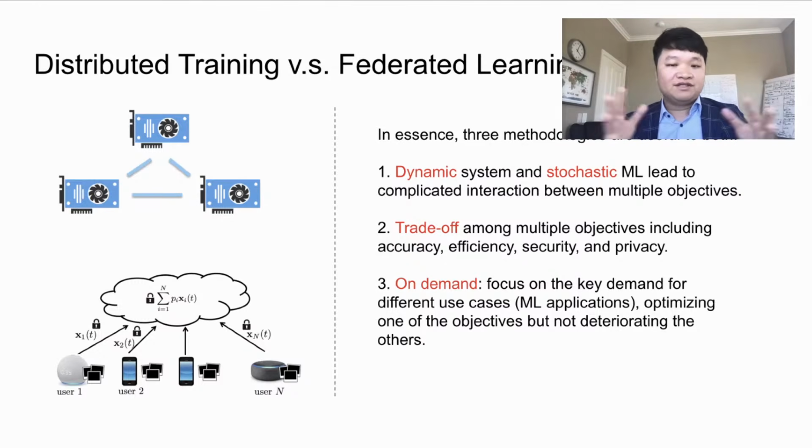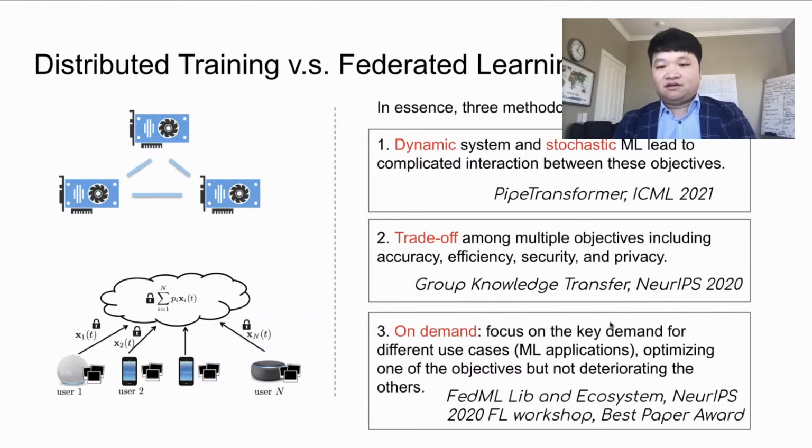We cannot always make everything perfect. We should just amplify one goal in these key applications, but not break the assumption of the other objectives. So in this talk, I will demonstrate these three methodologies with my recent papers: the ICML PipeTransformer, the trade-off in group knowledge transfer in NeurIPS 2020, and also a best paper award FedML library and the ecosystem, to show how to think from these three methodologies.